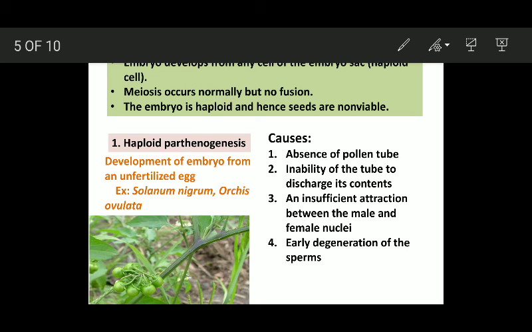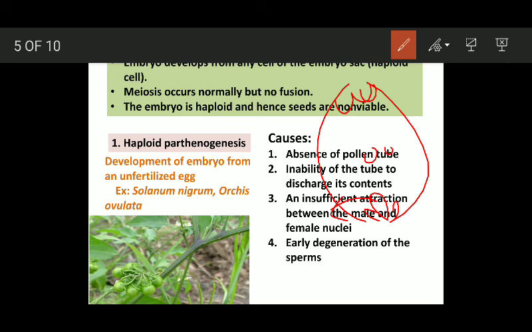The first one is haploid parthenogenesis. अब haploid parthenogenesis क्या है? Haploid parthenogenesis means development of embryo from an unfertilized egg. ये female gametophyte है. This is the unfertilized egg. These are synergids, antipodals, polar nuclei. If this unfertilized egg directly gives rise to an embryo, this is known as haploid parthenogenesis. Okay, this is very much important. So haploid parthenogenesis means the egg which is present inside the female gametophyte directly gives rise to an embryo.